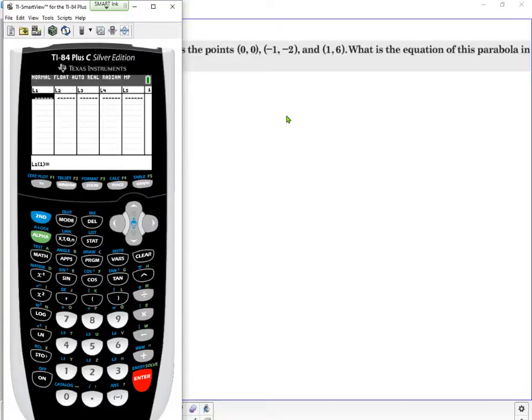And I'm just going to make sure that all my lines are clear. So I'm going to do 0, -1, and 1. Right? Because those are the X values. And in L2, I want to put the Y values in there. So 0, -2, and 6. How do you clear the line 1? Go all the way to the very top, like this, and then push clear, enter.